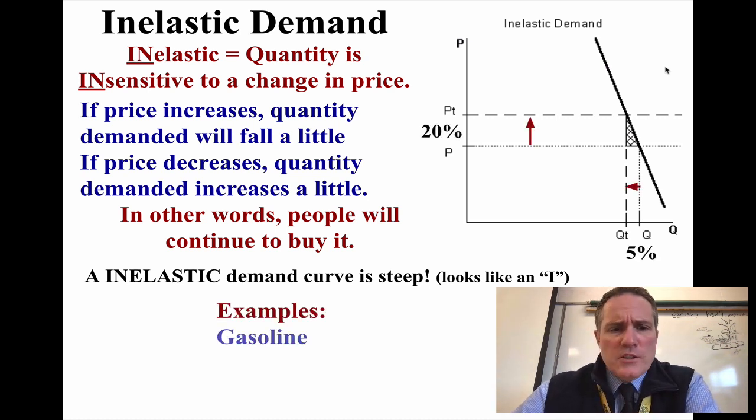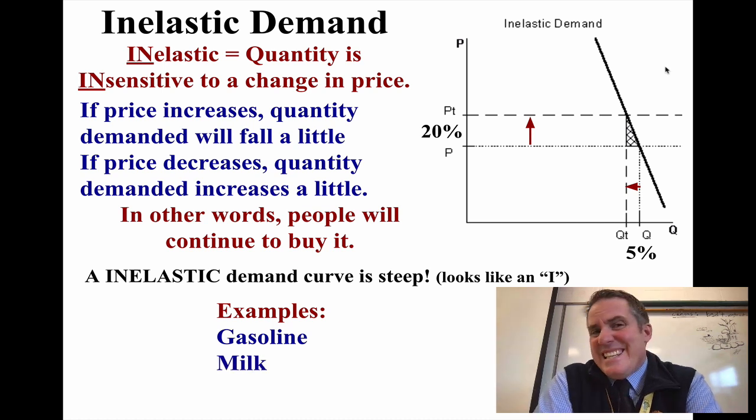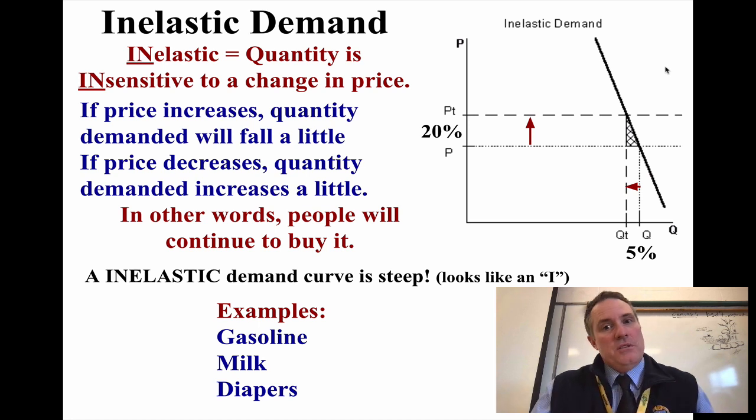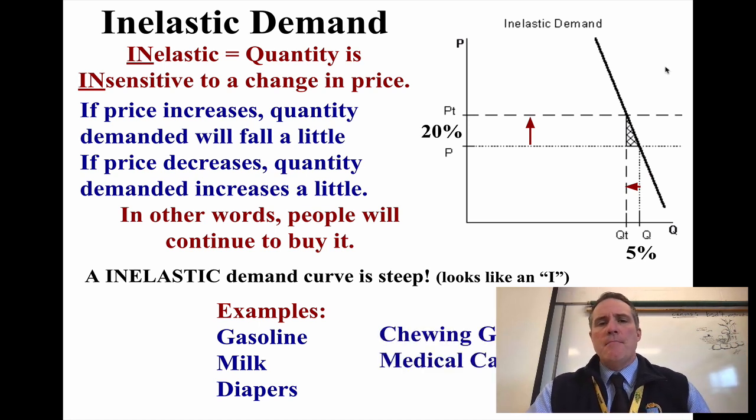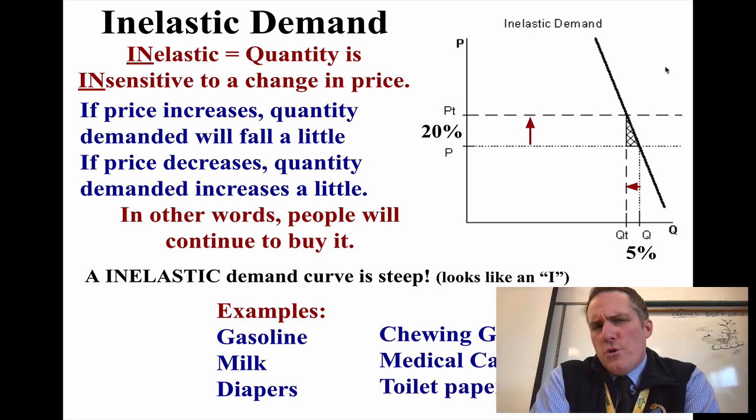So what are some of those inelastic demand items? We talked about gasoline, milk, gotta have the diapers, chewing gum, medical care, toilet paper. You know, for you, what are some of those other inelastic demands that, regardless of the price, you're going to buy, right?